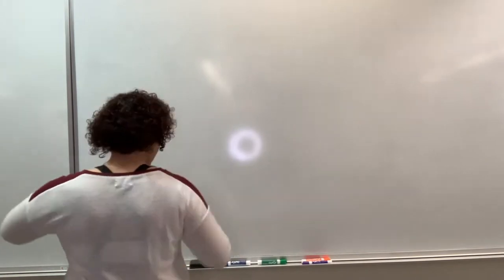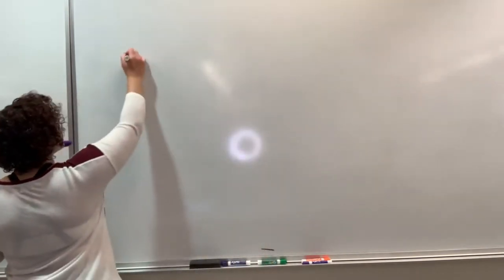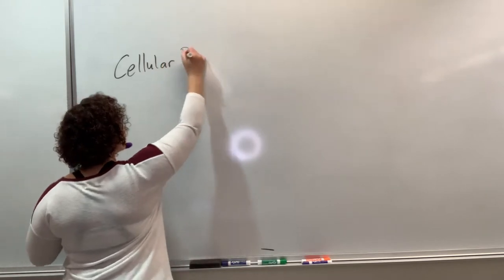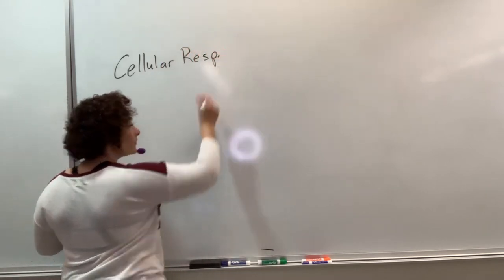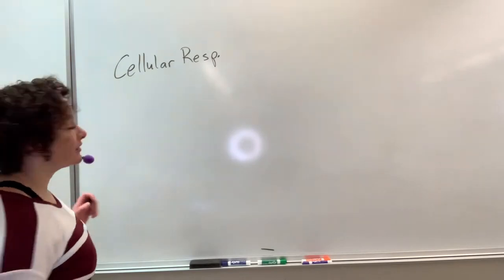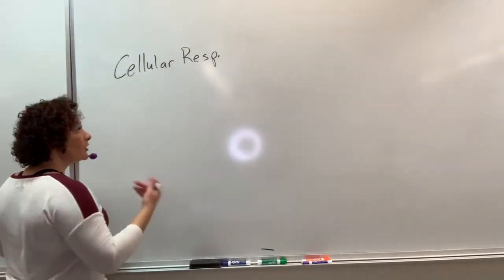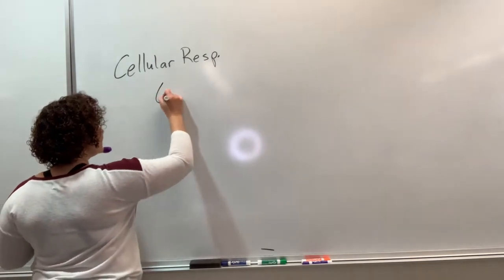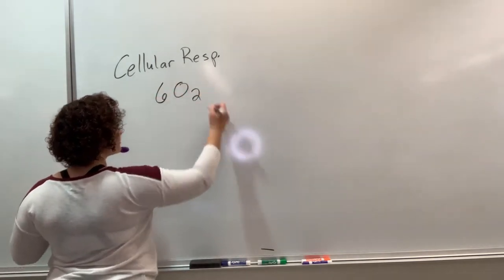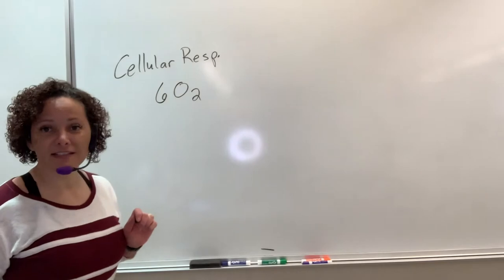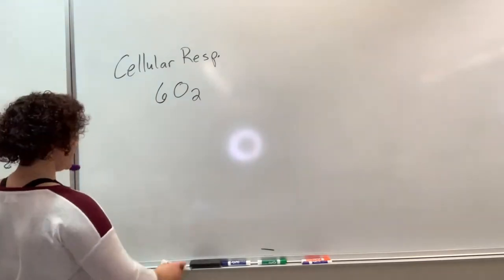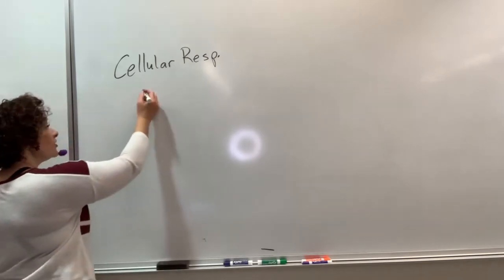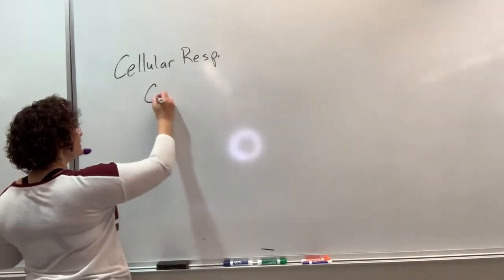Here we go. So cellular respiration. Just make sure you can see that. Good. Cellular respiration formula. You're going to inhale oxygen. So you inhale 6 O2 molecules. Well, what do you eat? You eat sugar. I should have put that first. I always put that first. Why would I do that? You eat sugar, glucose.